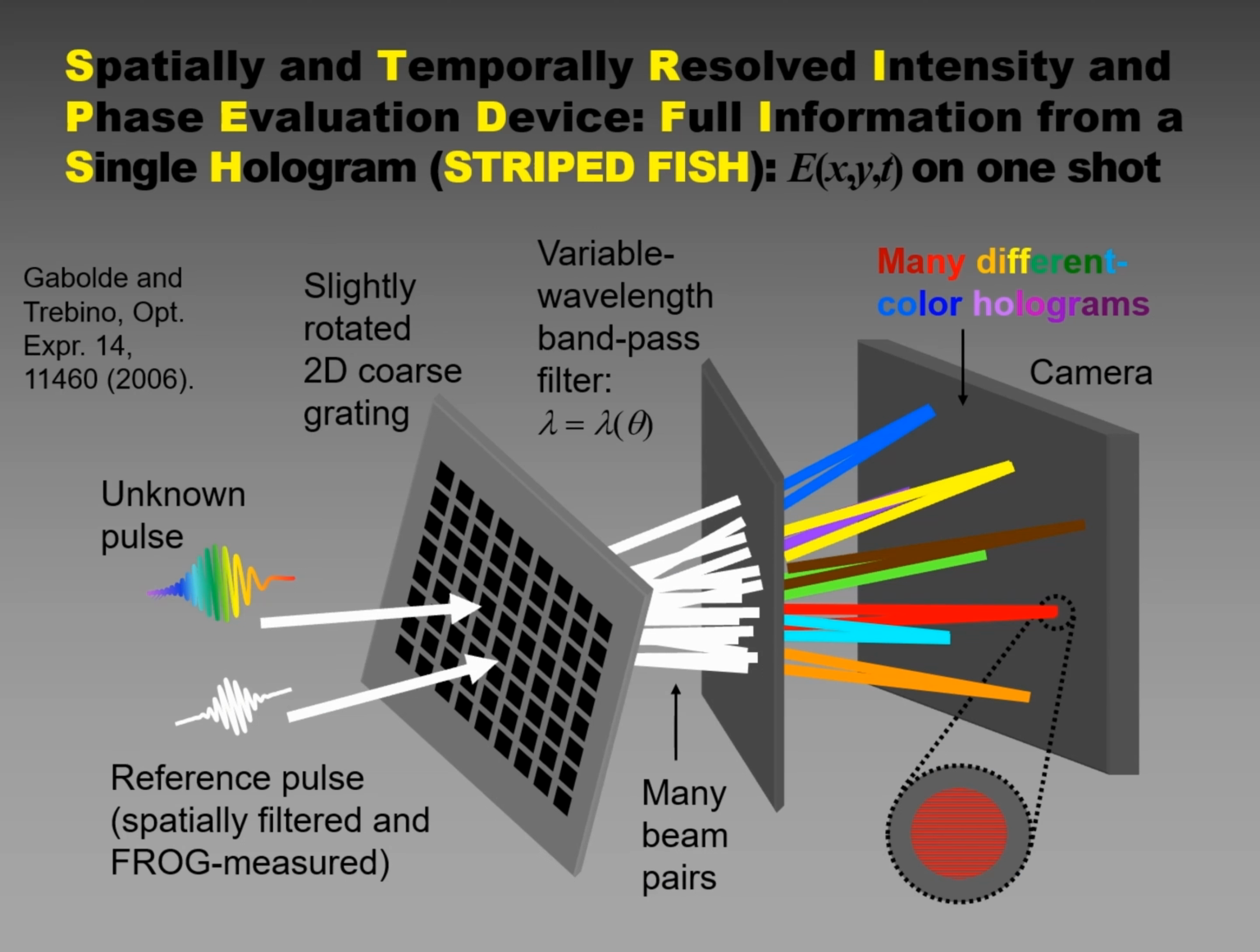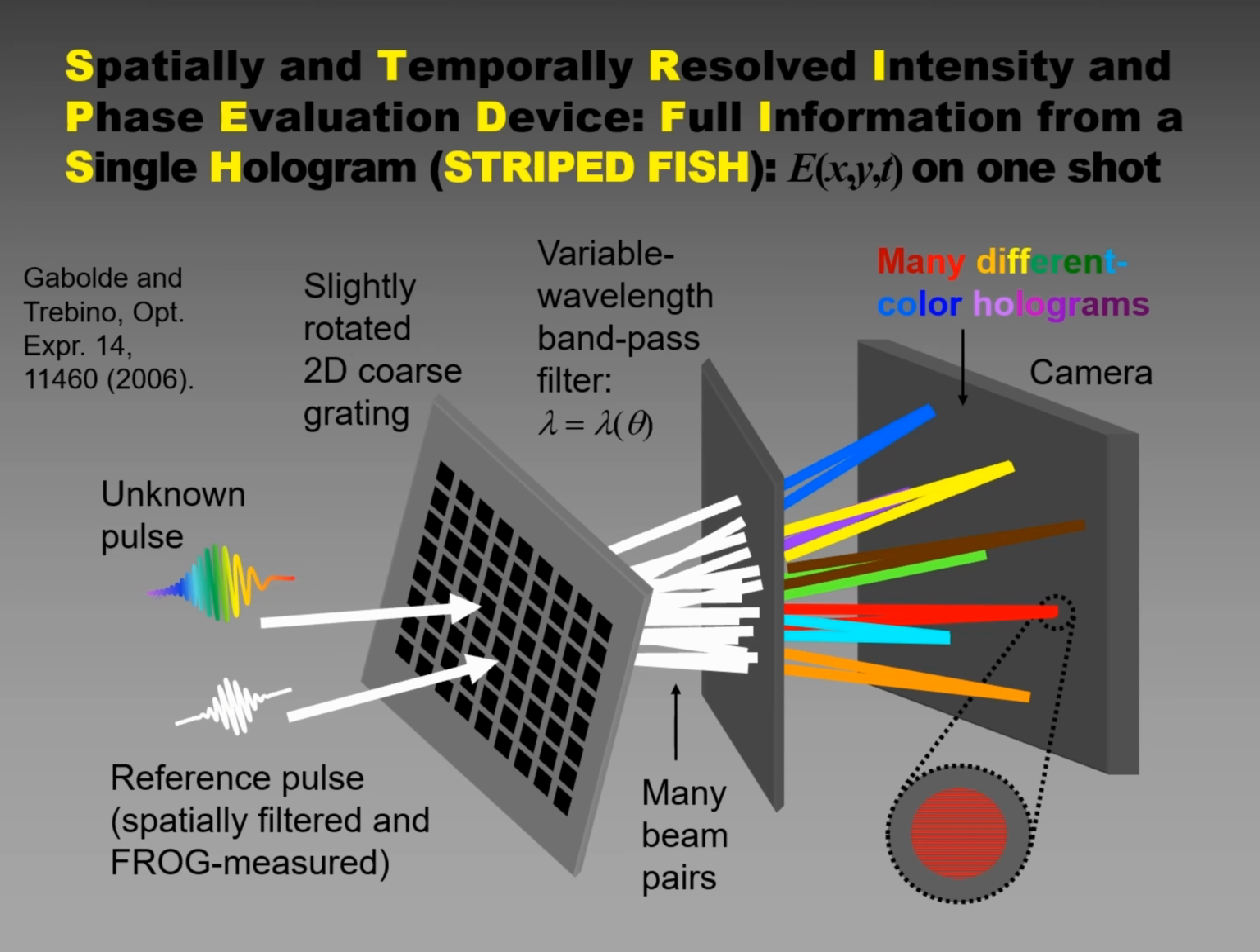It requires only 2 optical components, a coarse grating to yield multiple pairs of beams, and a bandpass filter whose central bandpass wavelength naturally varies with incidence angle. Each hologram provides the spatial intensity and phase for that color. The FROG measurement of the reference pulse also yields the relative phases of them, completing the measurement.